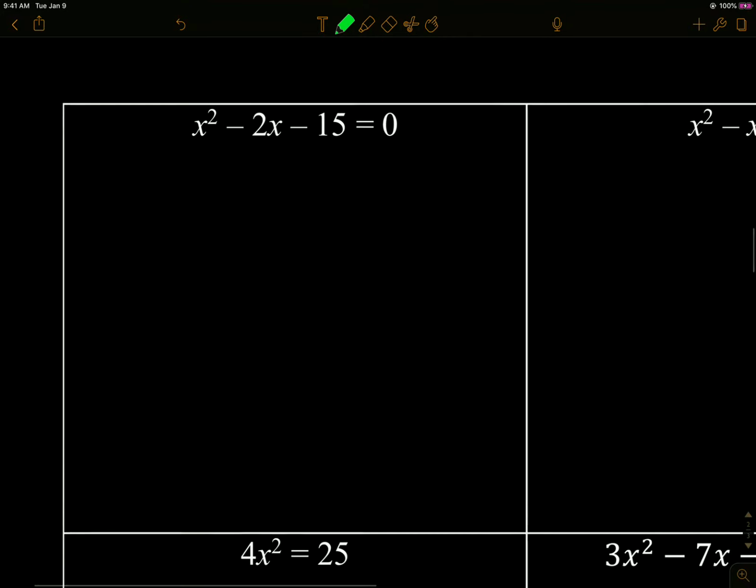Alright, let's check out this guy. Ooh, it's already set up to go. I've already got it equal to 0. Now I just have to factor this side. A is 1 now, so this is a nice one. We should be able to find this by combinations relatively easily.